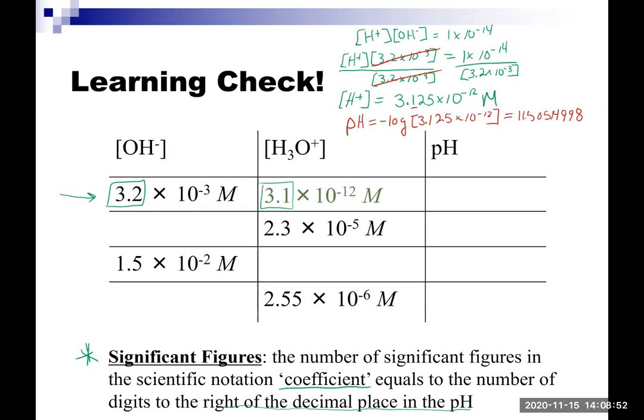Equal to the number of digits to the right of the decimal place in the pH. So that means that we're going here to this 0. We evaluate the next digit over, and that's 5 or greater. So our pH is actually going to equal 11.51. I'm going to leave the other 3 for you to work out on your own later.